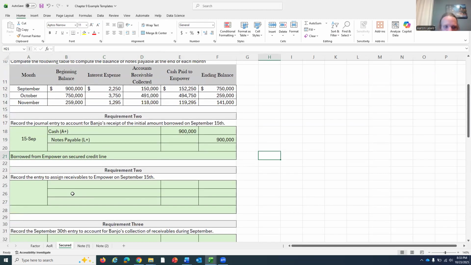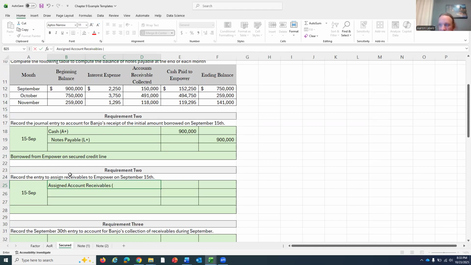In requirement 2 over here, we need to assign the receivables to Empower and on our books, just so we know that we aren't the ones intending to collect those receivables, we are going to move them into a different type of receivables account called assigned accounts receivable. So these are receivables that we are identifying that whenever they get paid to us by the customer that owes us the money, we don't get to keep the cash. We are going to have to send it off to whomever, in this case, Empower, we assigned it to.